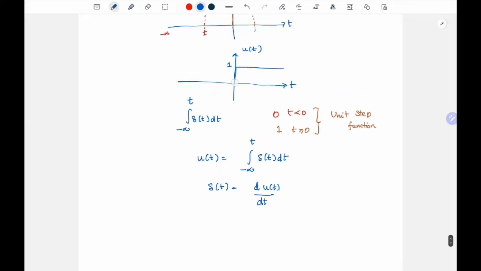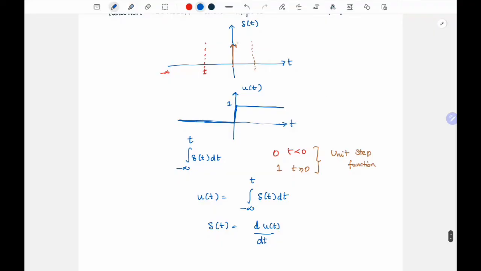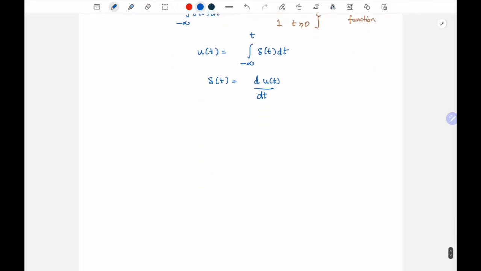So if you have this, the derivative here, it is not changing. So the derivative will be 0. And at t greater than 0 also, it is not changing. So the derivative is again 0. But if you see here, there is a discontinuity. So the derivative is going to blow up at the discontinuity, which is nothing but the impulse function, right? So these two are very important definitions.